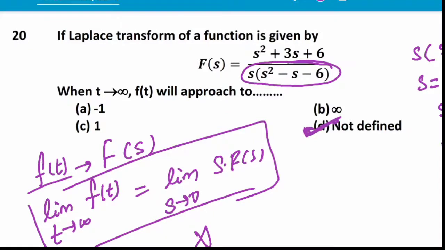Don't put s into F of s with s tends to 0. That will be a wrong answer for this one, and infinity also will be a wrong answer.